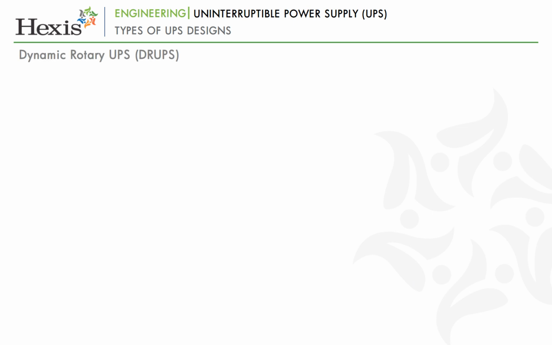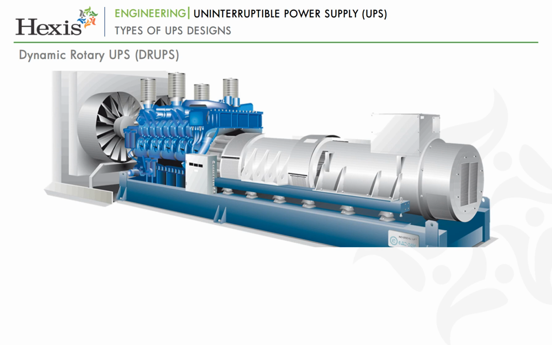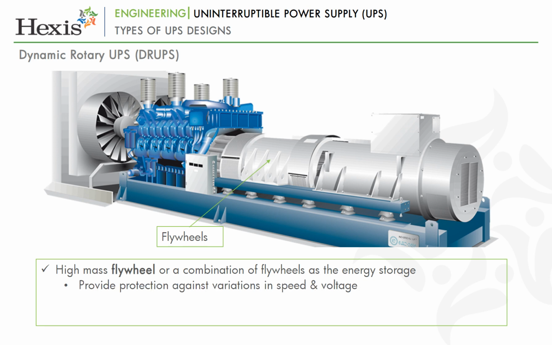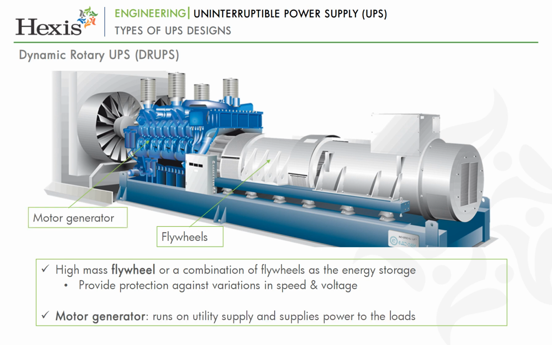Let us explore the features of another type of UPS, dynamic rotary UPS. The dynamic rotary UPS uses a high mass flywheel or a combination of flywheels as the energy storage. These flywheels also provide protection against variations in speed and voltage, as these variations do not affect the rotational speed of the flywheel. A motor generator set with a flywheel runs on utility supply and supplies power to the loads.